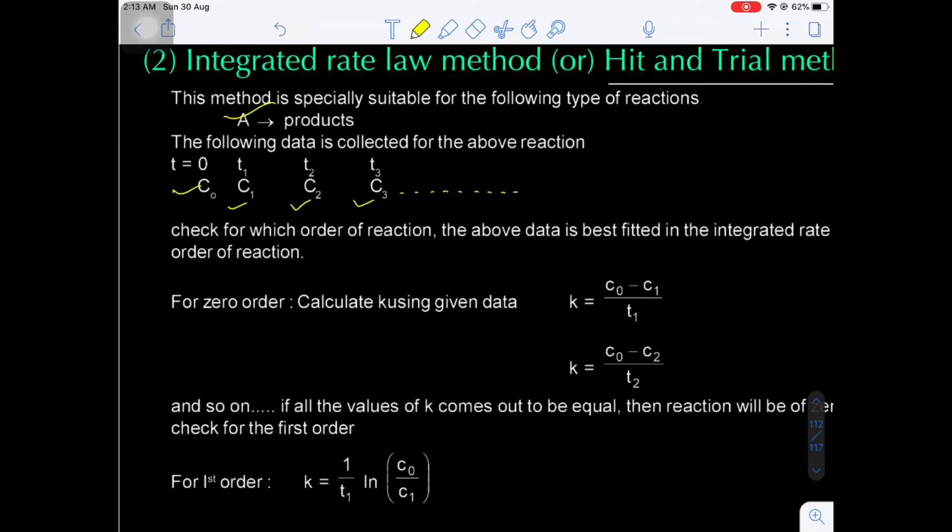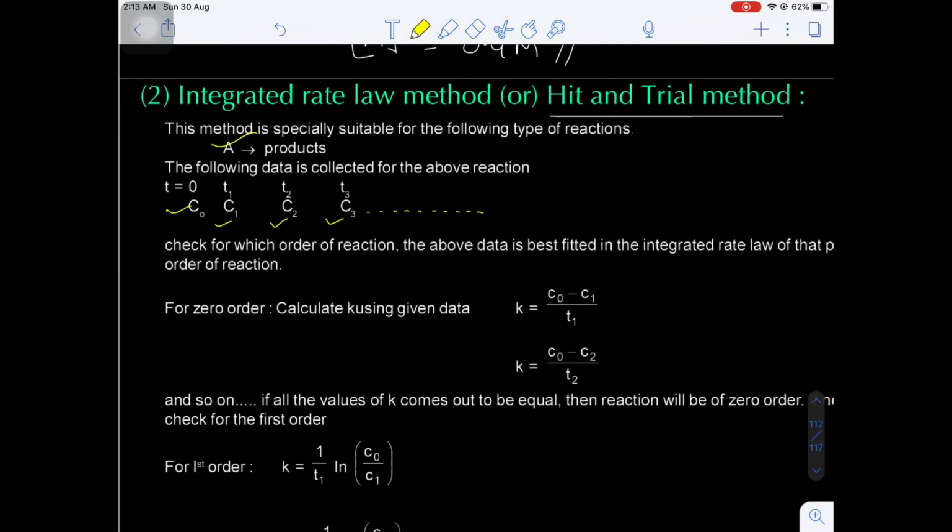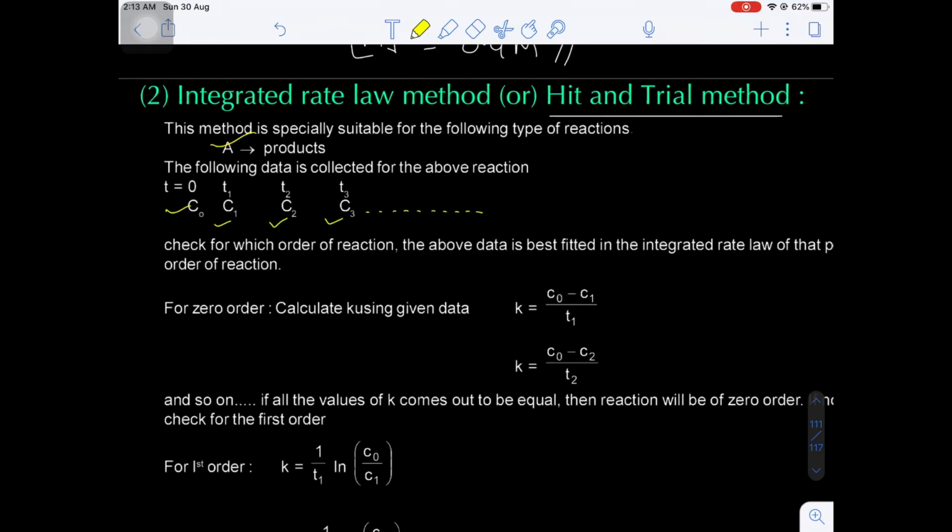Are you getting my point? At different time intervals, the concentration of the reactant is measured with suitable methods. After getting the concentration of the reactant at different time intervals and the initial concentration, we have to check the rate constant value. Let's assume the above reaction is zero order kinetics. Then the concentration of the reactant at a certain time T is At = A0 minus kt.